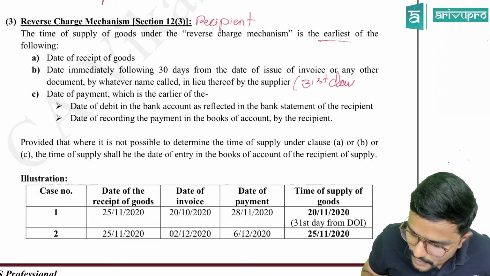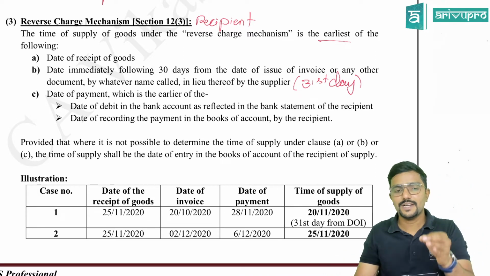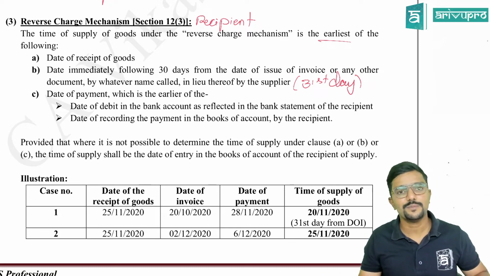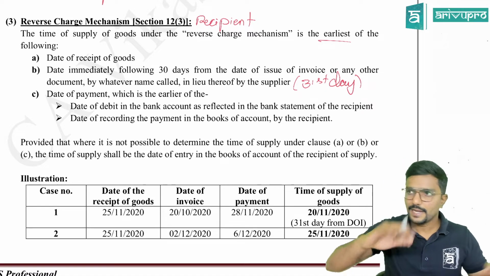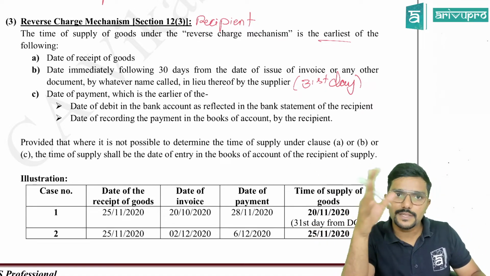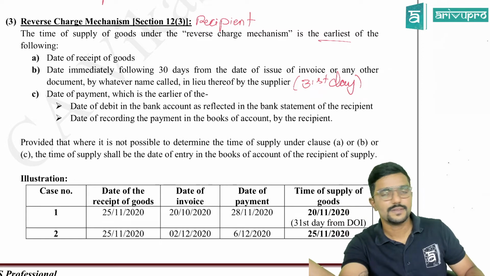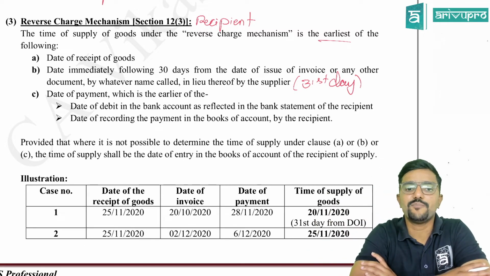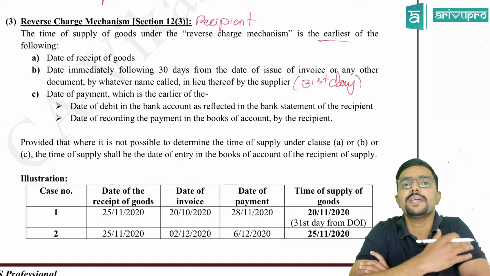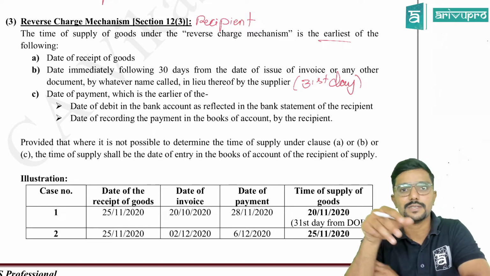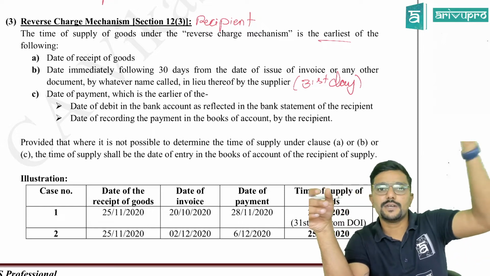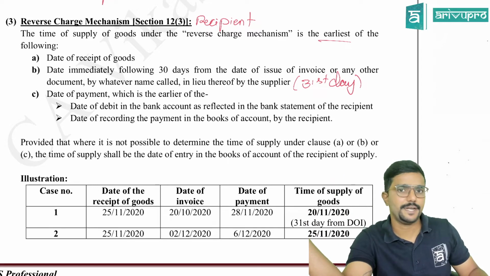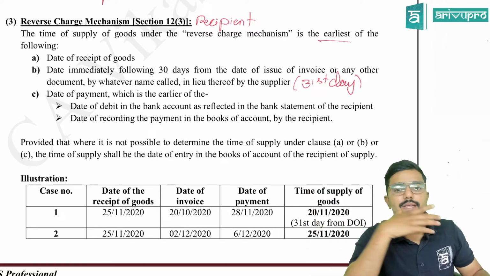31st day. See, observe the provision. Read the provision clearly. Date immediately following 30 days from the date of invoice. So that means leave the invoice date. Take 31st date. Date immediately following 30 days means 31st day. Clear? Yes, sir. So please be careful with it. And here it is not only the invoice. If the supplier is issuing any other document to the recipient, we need to take the 31st day from that document date. Clear? Yes, sir.